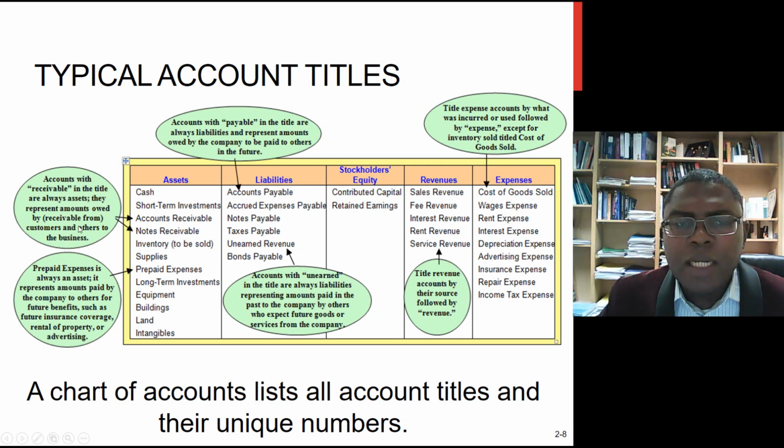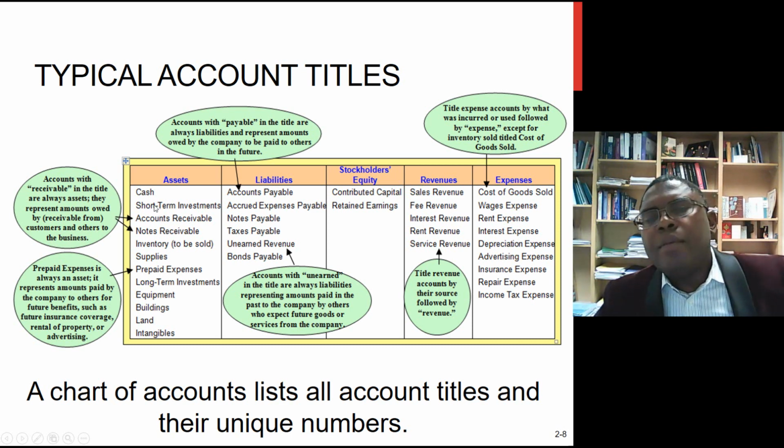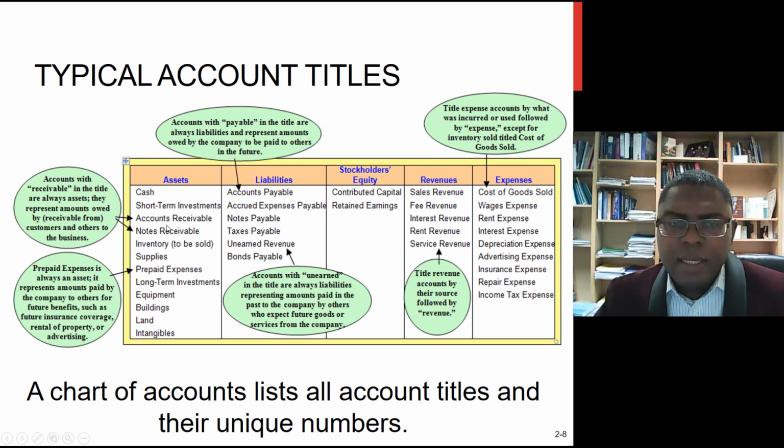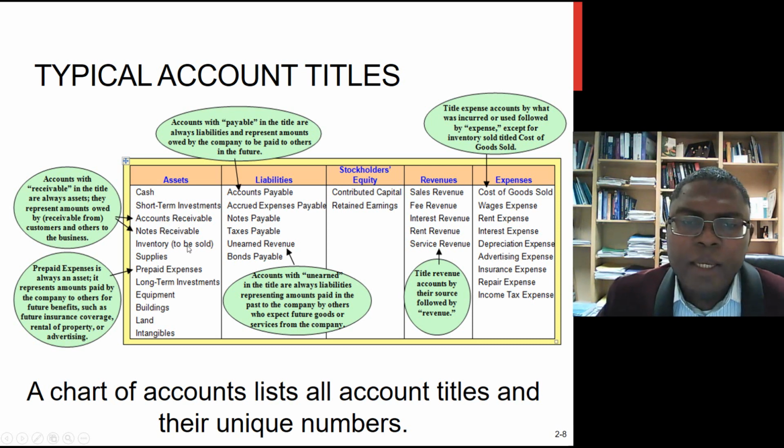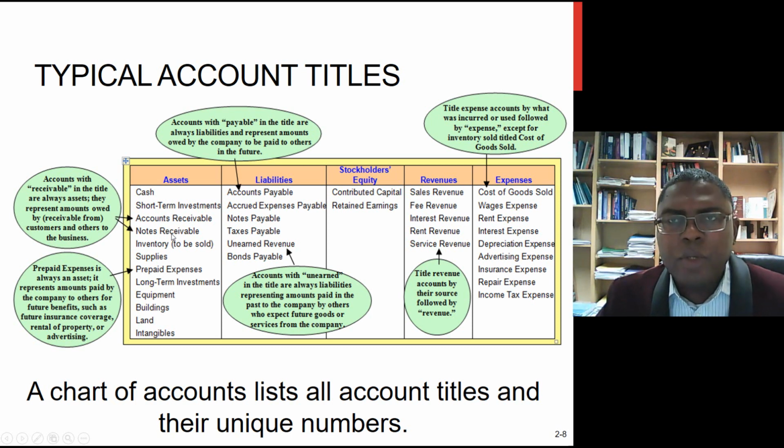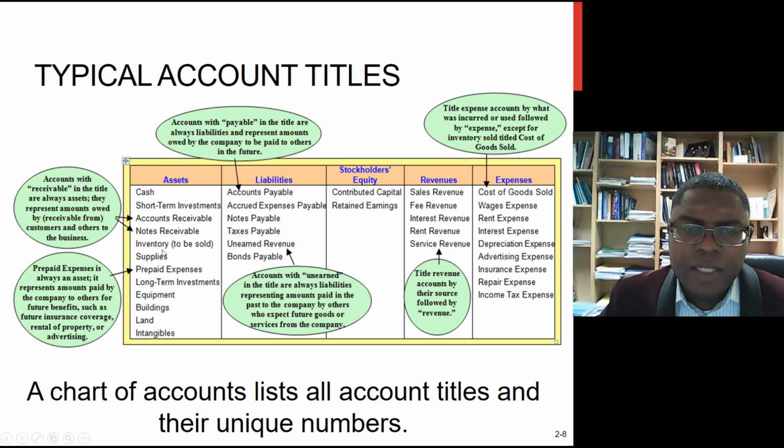Receivables usually represent amounts that are owed by customers or other types of businesses. In other words, when a business sells to another business and receives a promise to pay, that is a note receivable, a note that has been signed saying we are going to pay. So this business is expecting payment in the future. That could be a note receivable or an account receivable.